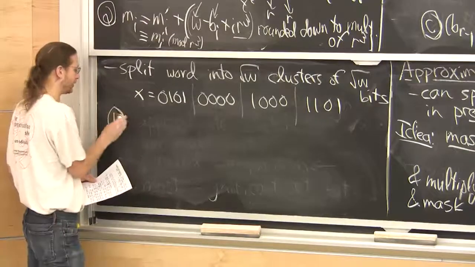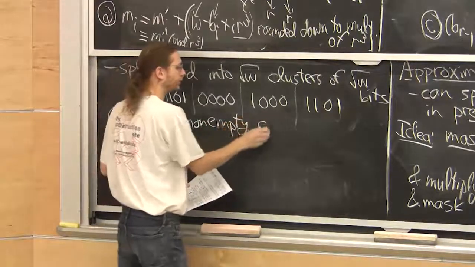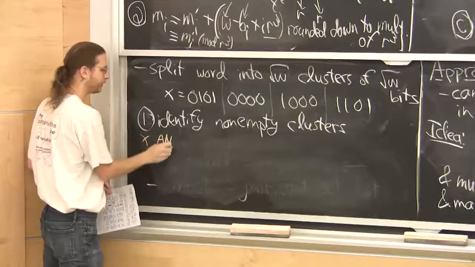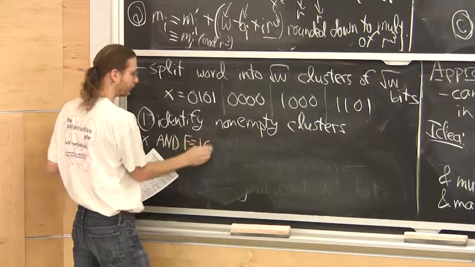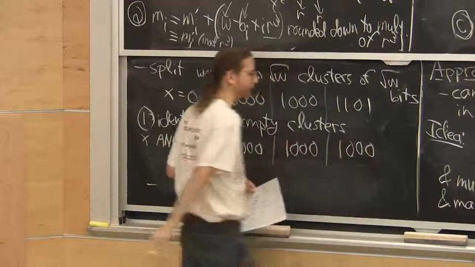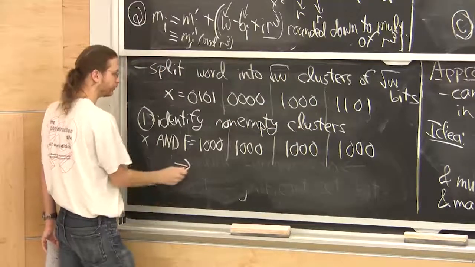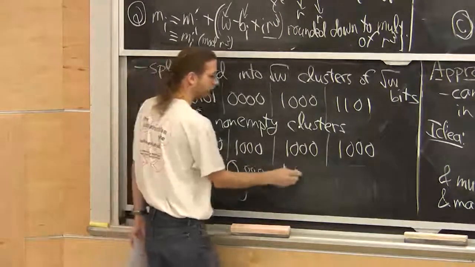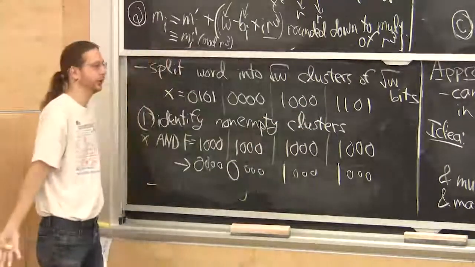So let's spend some time on identifying non-empty clusters. First thing I do is I take X ANDed with this thing which I'm going to call F, 1, 0, 0, 0, 1, 0, 0, 0, 1, 0, 0, 0, 1, 0, 0, 0. F for first. So I'm just seeing which of the first bits in each cluster are set. The result is 0, 0, 0, 0, 0, 0, 0, 0, 1, 0, 0, 0, 1, 0, 0, 0. In particular, that tells me this cluster and this cluster are non-empty, because they have the first bit set.